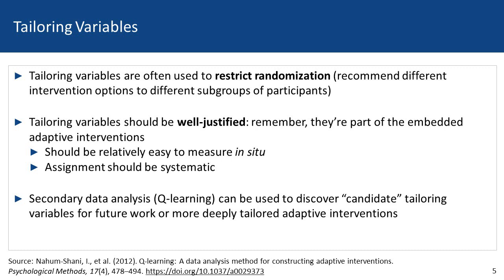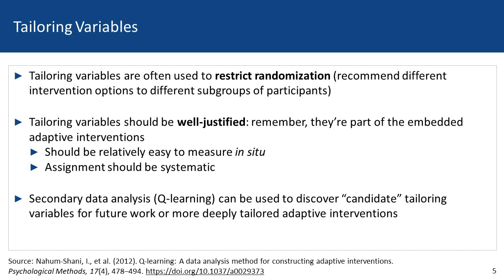It's important that the tailoring variables that you include in a SMART are well justified, because remember, a tailoring variable is part of the embedded adaptive intervention. It is built into the interventions that you're studying. That means that a tailoring variable should be relatively easy to measure in situ. It should be easy for, in our example, psychiatric rehabilitation outpatient programs to assess whether an individual is a responder or non-responder, and to do so consistently.